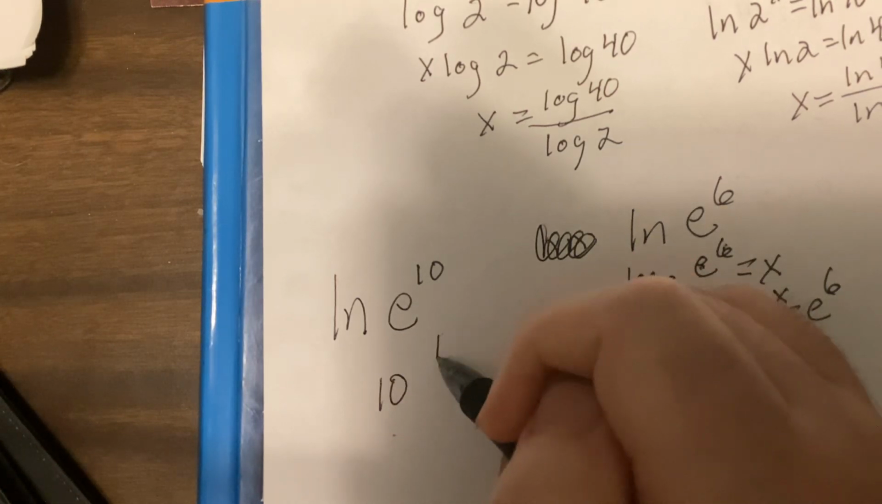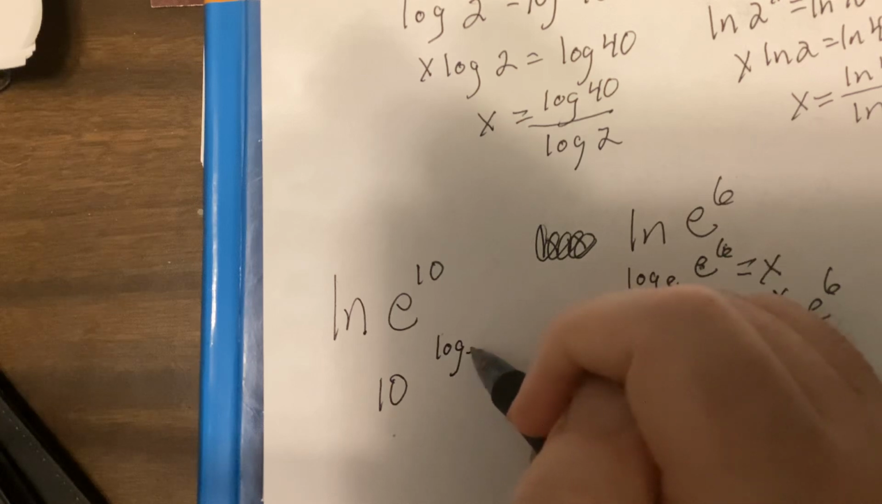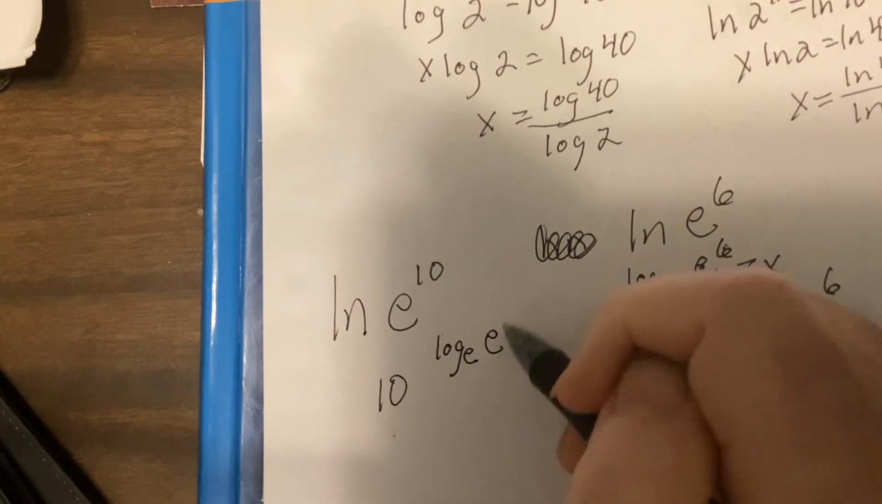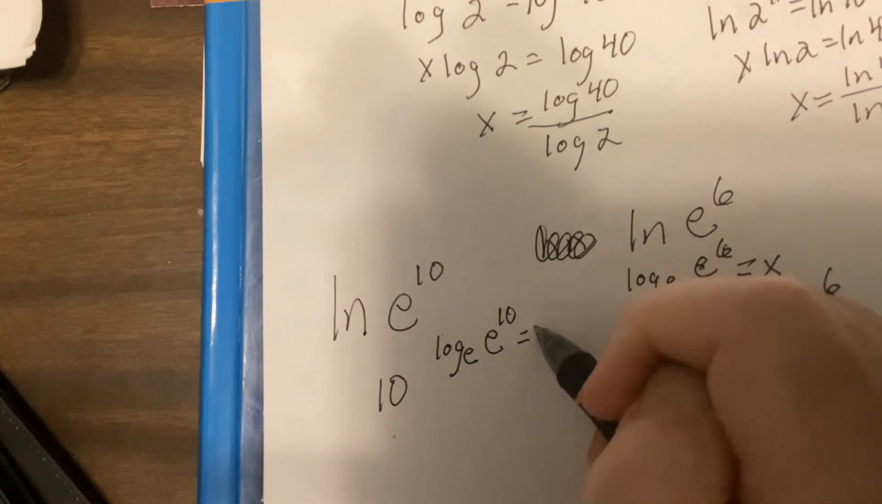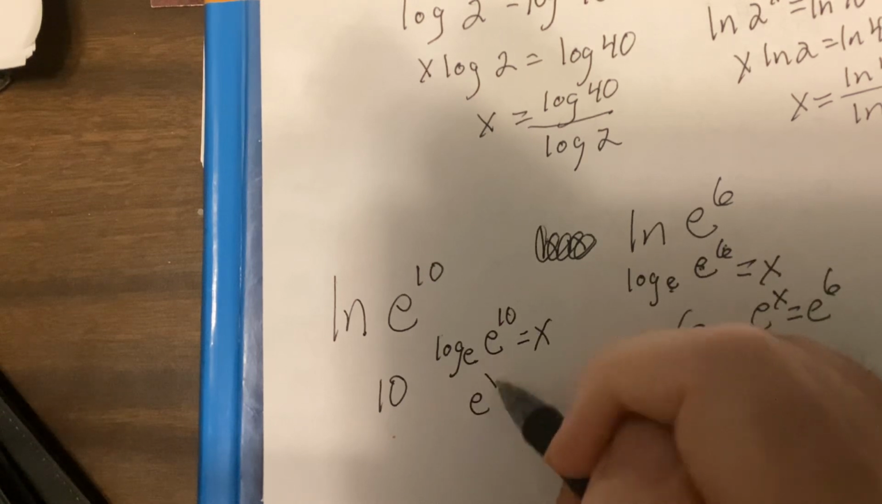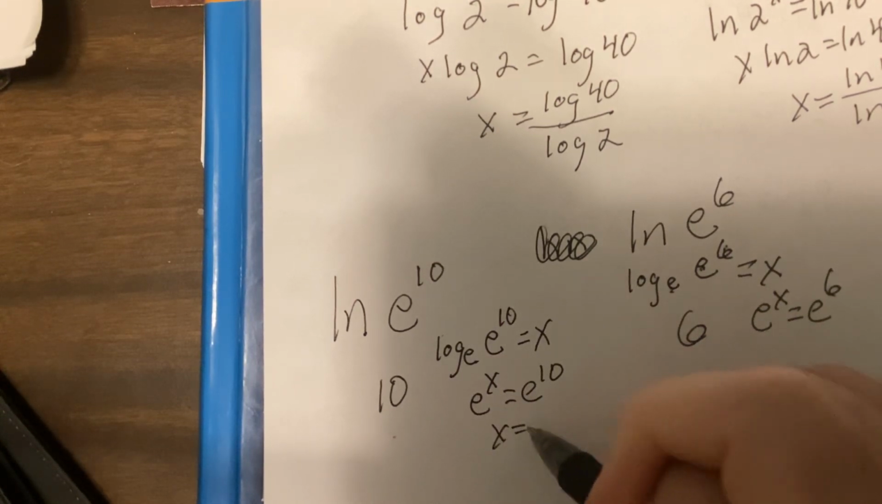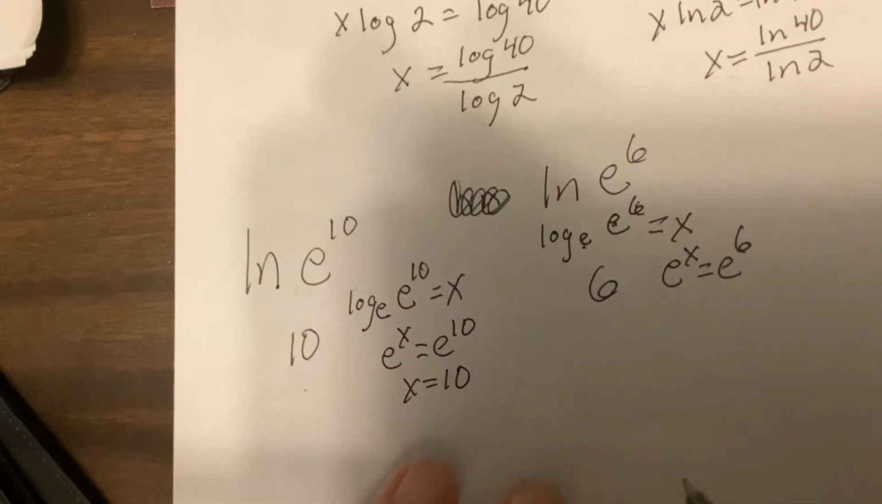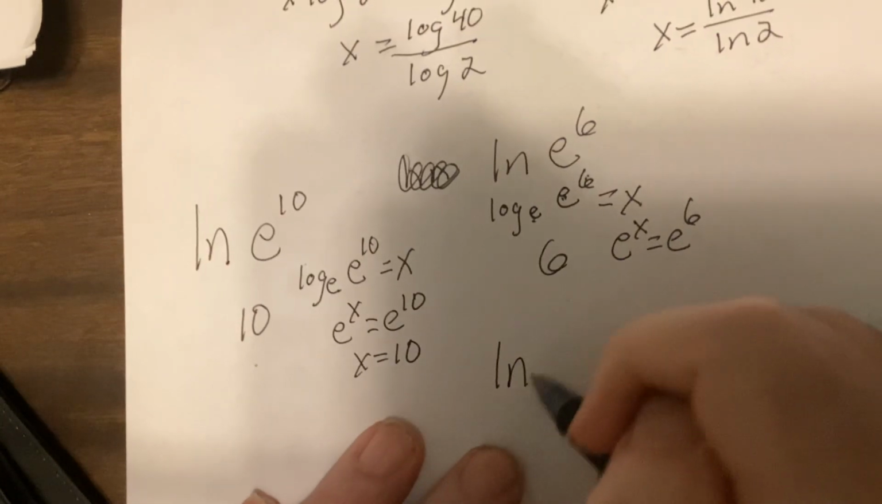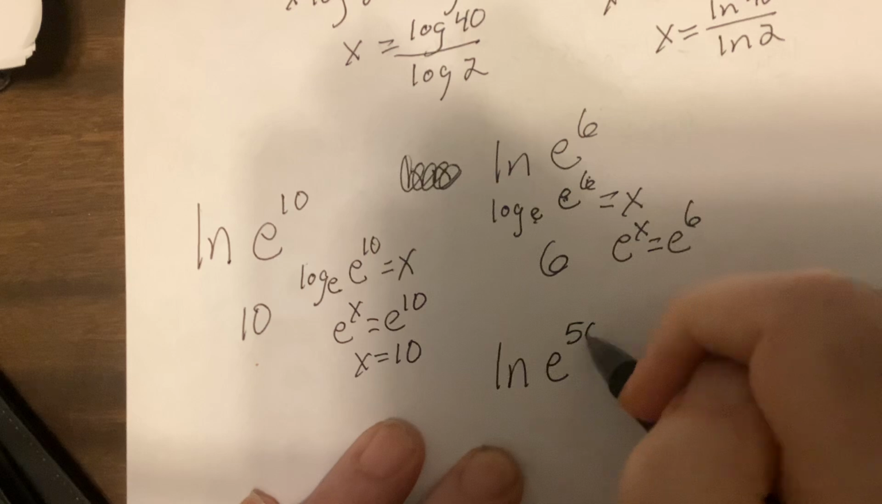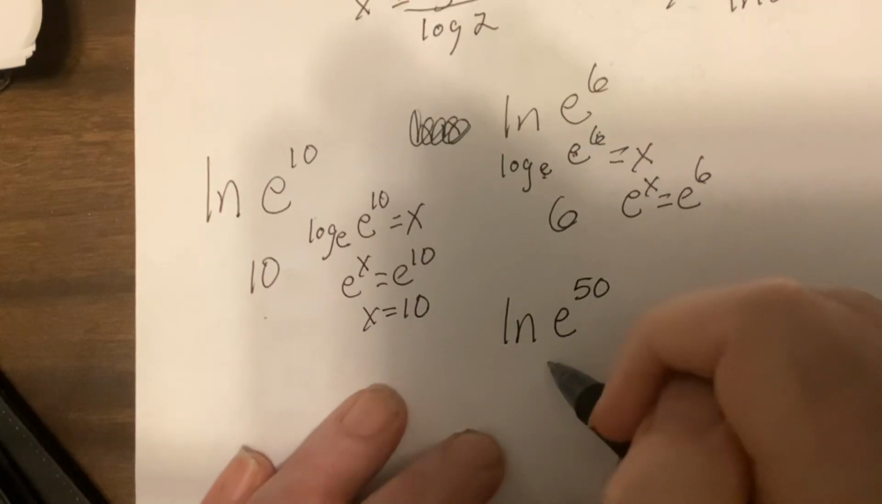So if I said ln e to the 10, what is the answer, my friend? 10. Because log base e of e to the 10 equals x. So e to the x equals e to the 10. x equals 10. One last one. What's ln e to the 50? That'd be 50.